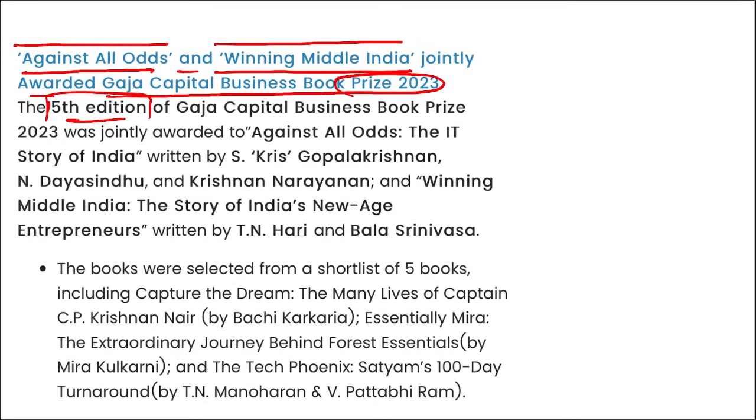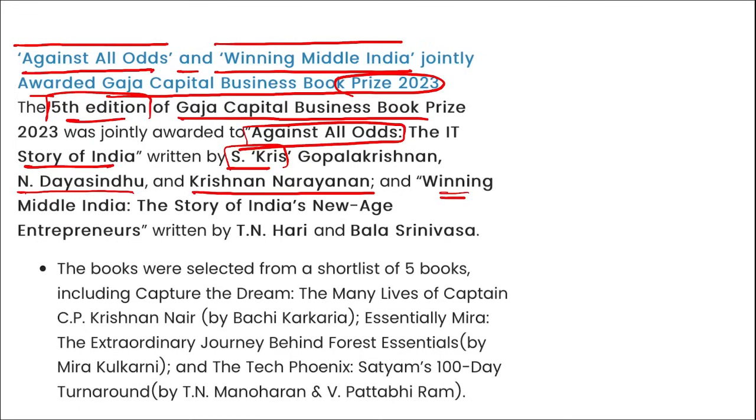This was the 5th edition of the Gaja Capital Business Book Prize, jointly awarded to Against All Odds, the IT Story of India, written by S. Gopalakrishnan, N. Dayasindhu and Krishnan Narayan. Correct? And this book, that is Winning Middle India, the story of India's new age entrepreneurs, was written by whom? This was written by T.N. Hari and Bala Srinivasa. Correct? So mark this. They were jointly awarded the Gaja Capital Business Book Prize 2023.